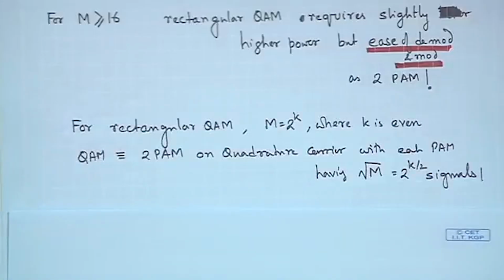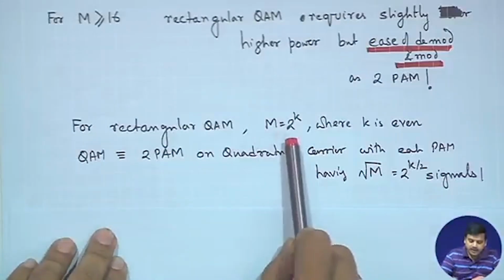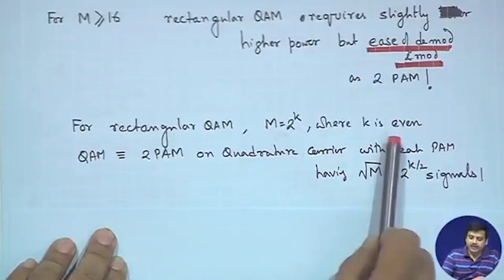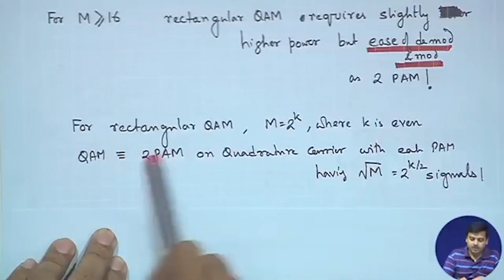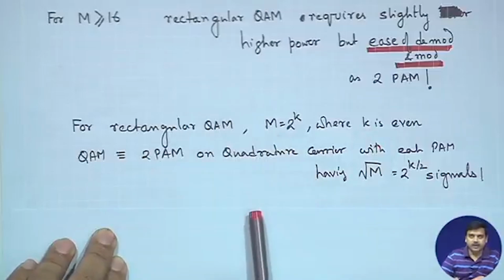So, for rectangular QAM, you have m equals 2 to the power of k, where k is even. You have rectangular QAM, because even means you have an I axis and a Q axis.